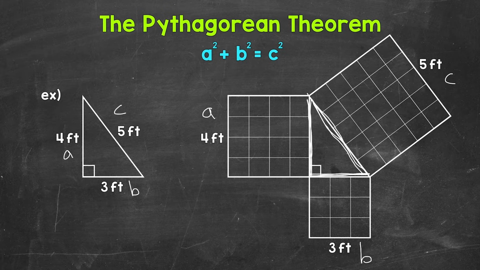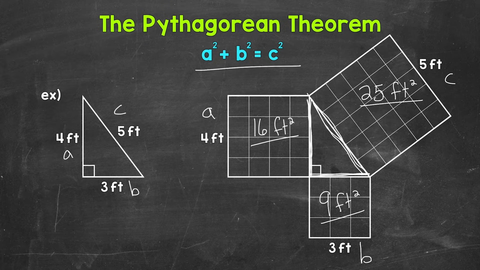For A, the area of that square is 16 square feet. For B, the area of that square is 9 square feet. And then for C, the area of that square is 25 square feet. So again, the areas of the two smaller squares, the legs, add up to the area of the large square, the hypotenuse. 16 square feet plus 9 square feet equals 25 square feet. So A squared plus B squared equals C squared. So it's pretty cool how that relationship works out for every right triangle.